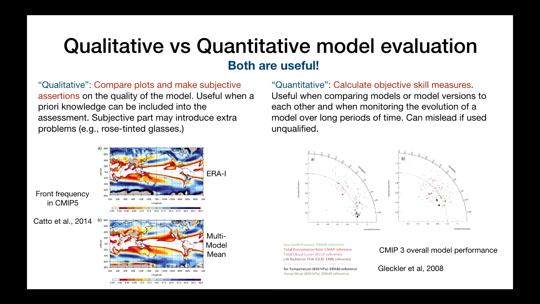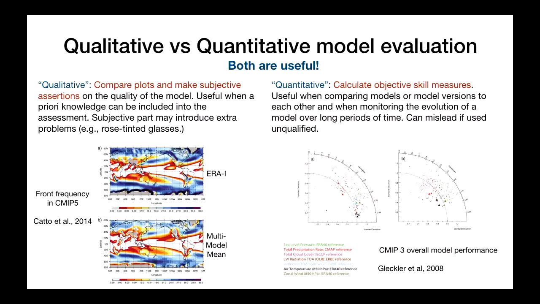Then there's the more quantitative way where we actually calculate some skill measures. This is an example from CMIP3. It's that old. This is a famous Taylor diagram, and you probably can't see all the little dots, but it doesn't really matter. There are like 6 or 7 variables being looked at. Each variable is a different color. Each dot is a model. And in this diagram, perfect is down here, and the further up you are, the worse the results are.